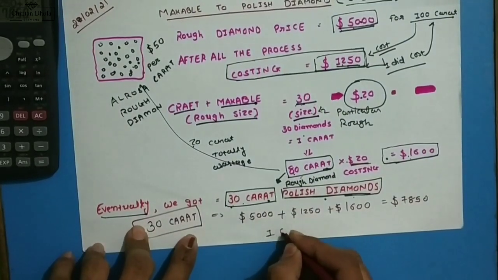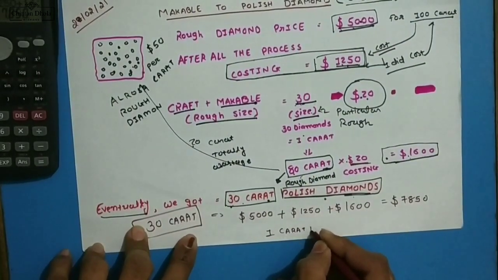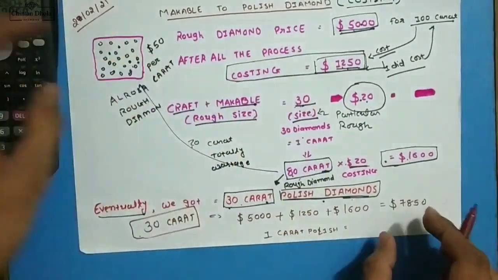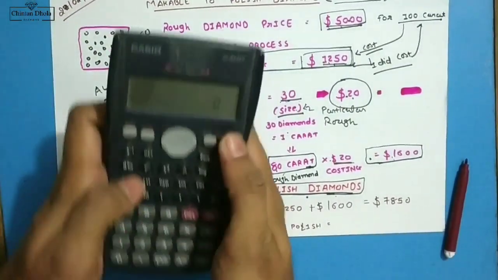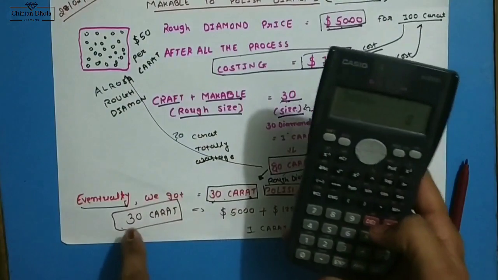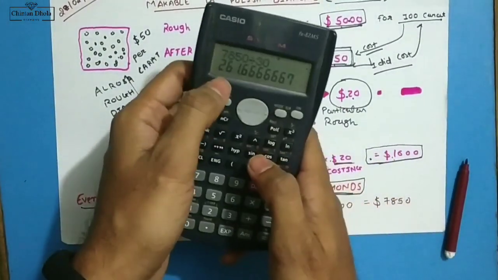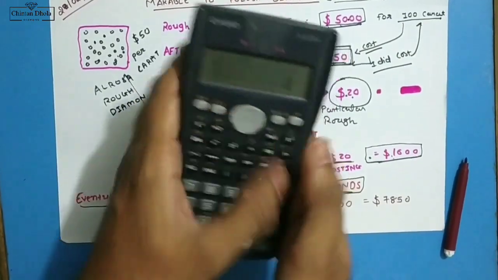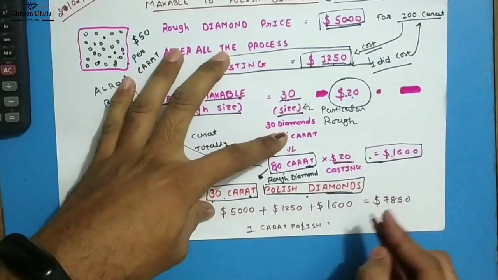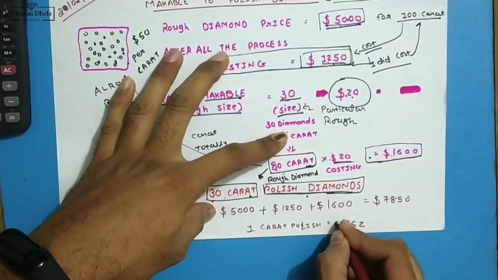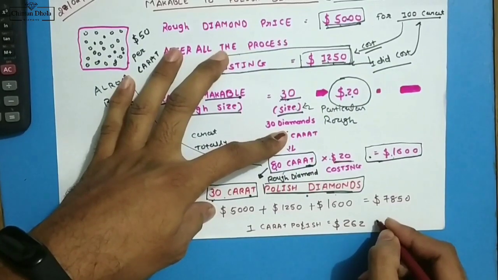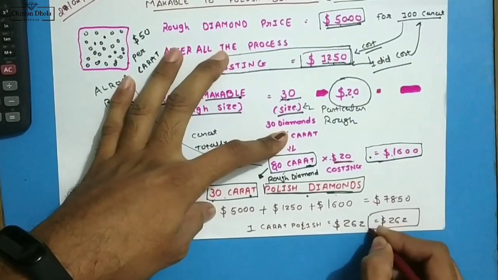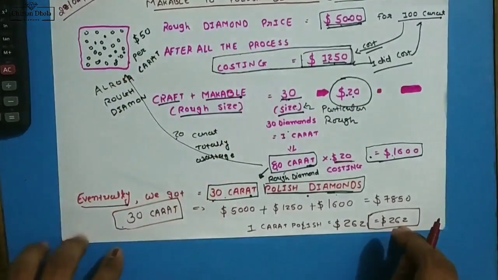Now what is the exact value for the 1 carat polished diamond? How can we calculate it for a particular 1 diamond? 7850 divided by 30, and we got 261.62, and we get a round figure of $262 for a particular 1 carat polished diamond. $262 is our final tag value for selling this diamond.